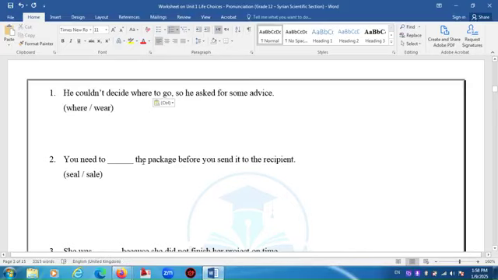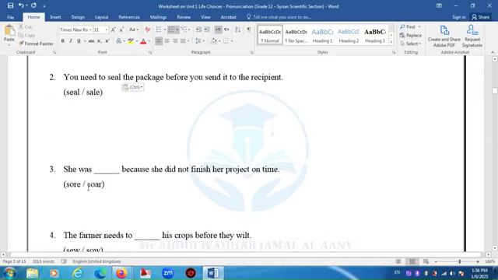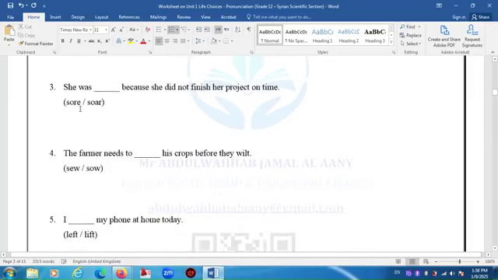You need to seal the package before you send it to the recipient, to close it, to seal it, to stamp it, to put a tape on it, if you wish to say. Number 3. She was sore, unhappy, because she didn't finish her project on time. The second, soar, it means to be quick or to fly high.